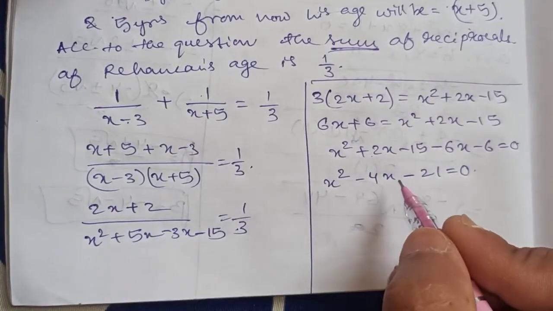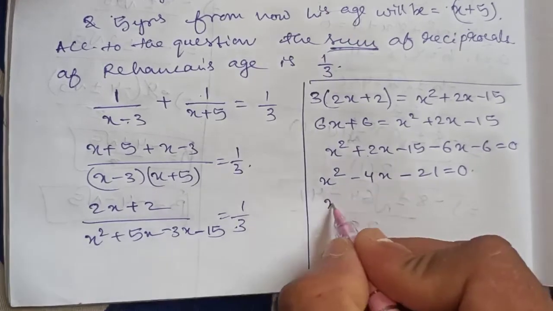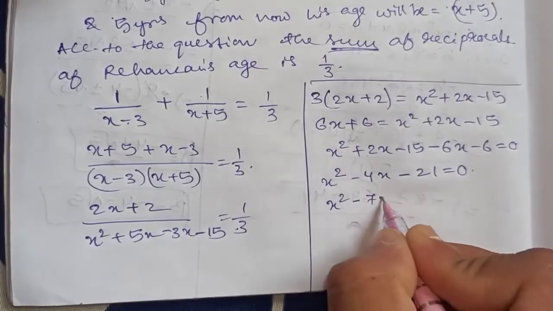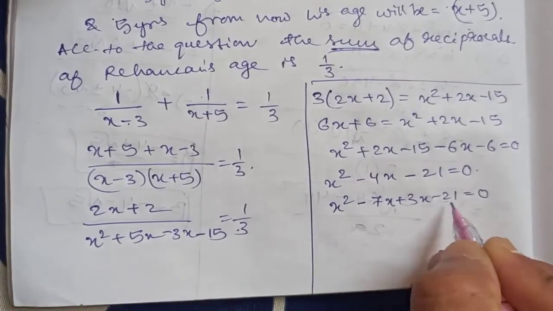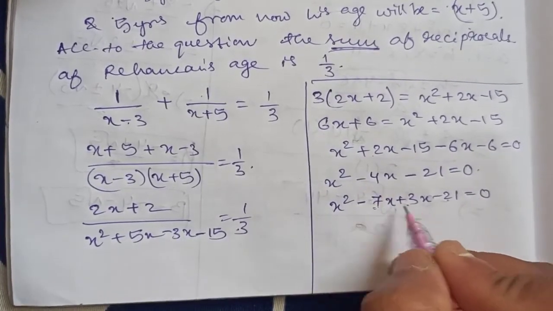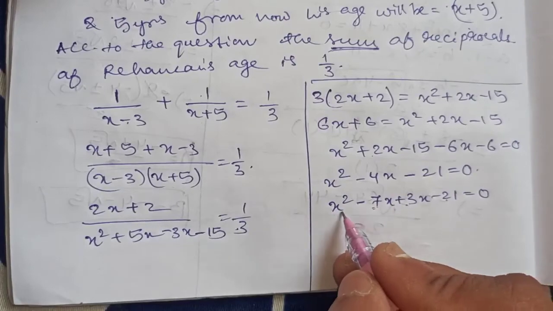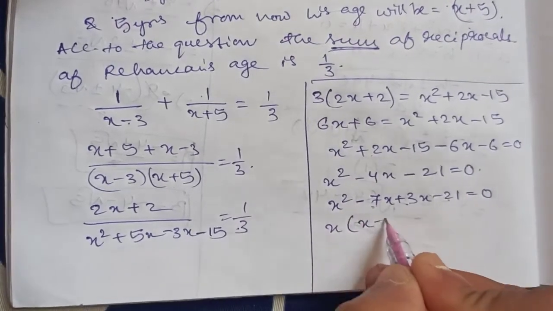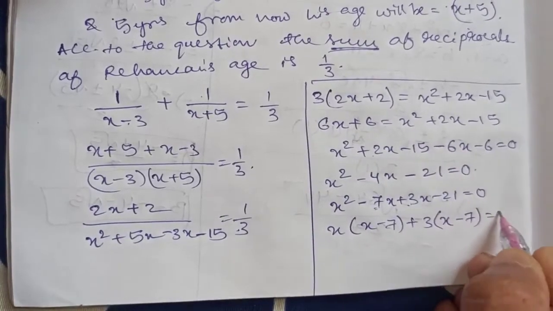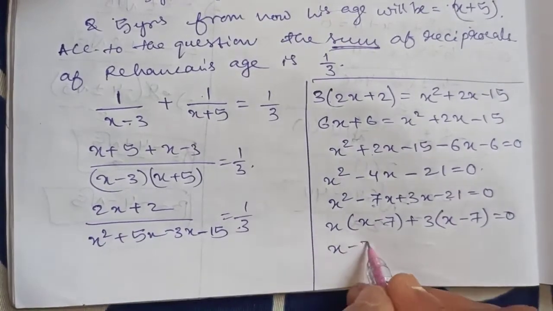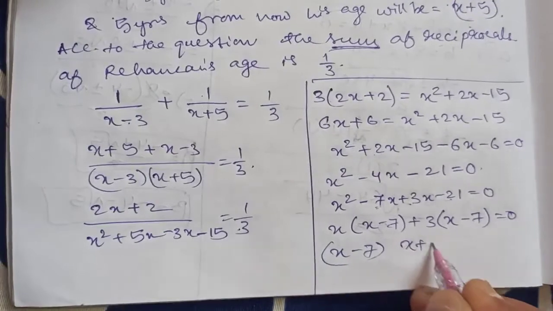Now split the middle term to get the value of x. It can be split as minus 7x plus 3x minus 21 equals 0. Why? 7 threes are 21 and minus 7 plus 3 is minus 4. Take out x common, x minus 7 we will get. Take out 3 common, x minus 7 we will get. So the two factors are x minus 7 and x plus 3.